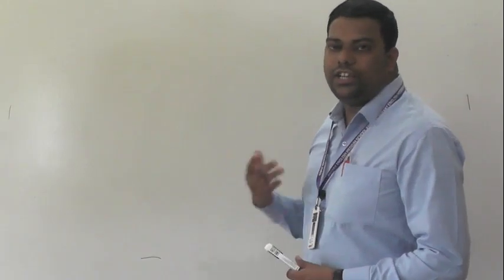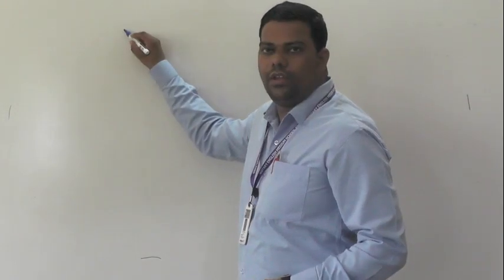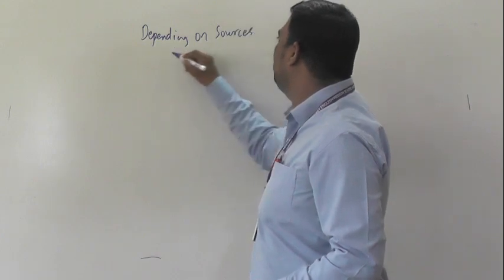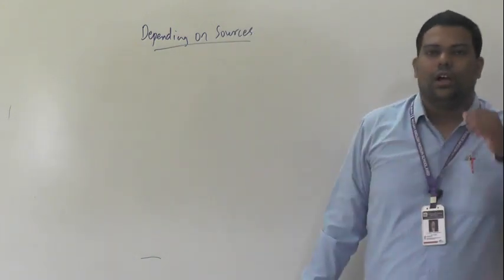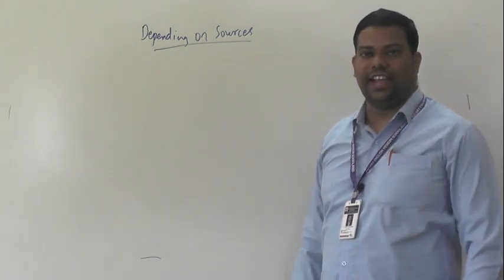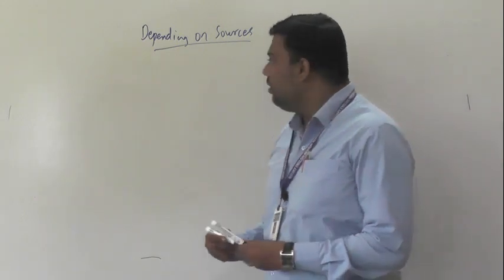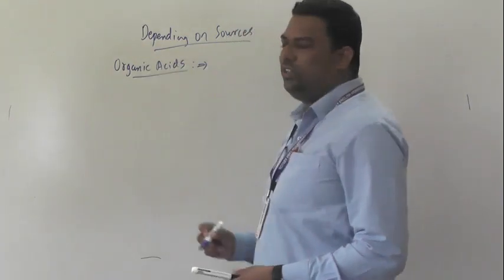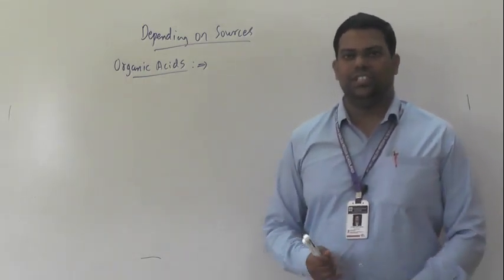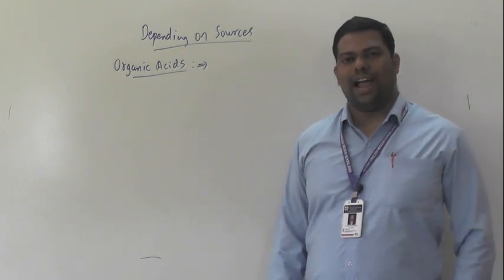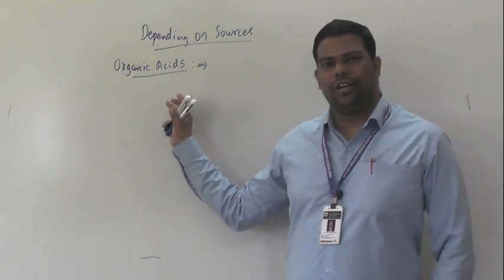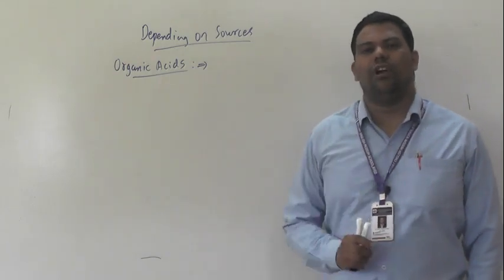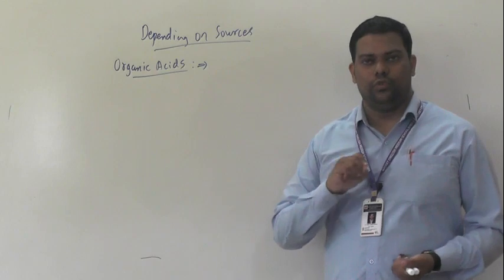Now we will see what is next: depending on sources. As you know, depending on sources means organic and inorganic. So we will first discuss organic acids. These organic acids are mainly formed from plants and animals, or we can say they are naturally occurring acids. Generally organic acids are weak acids.